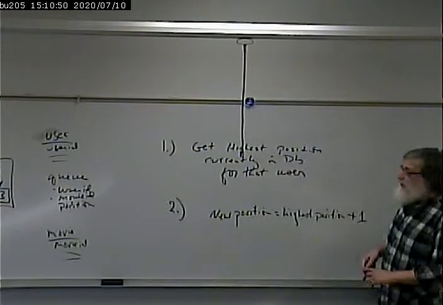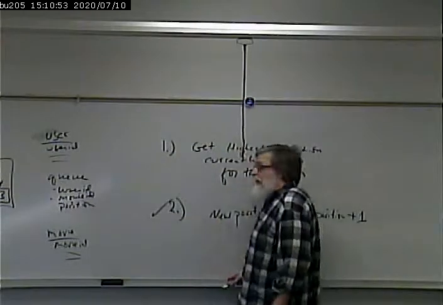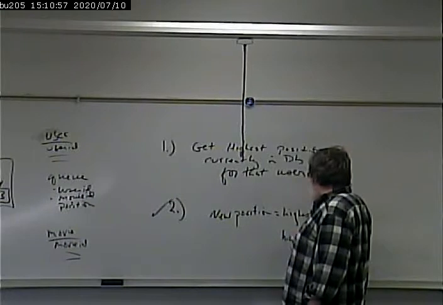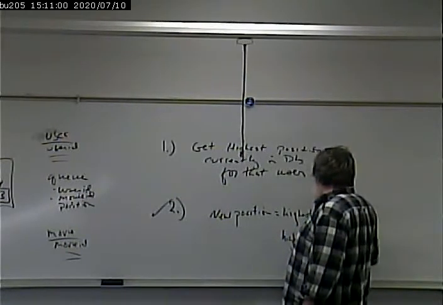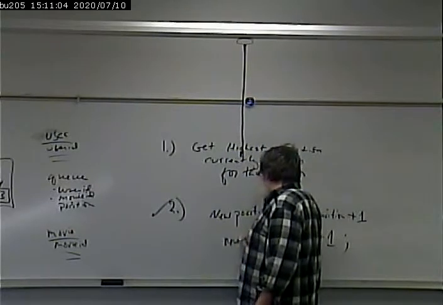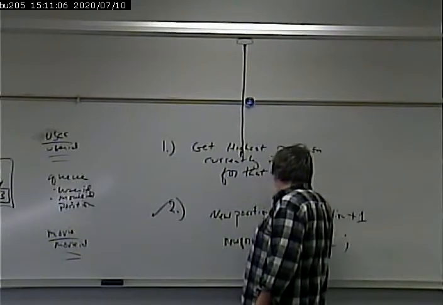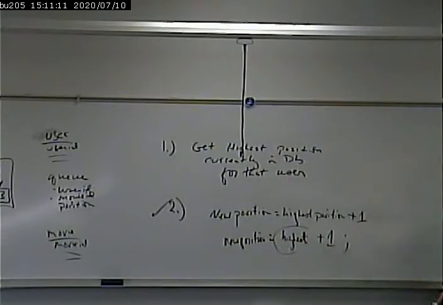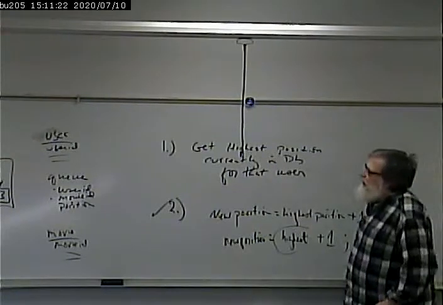Well, I think we know how to do this one, right? That's simply an assignment statement. That would look like this: new position equals highest plus 1. How do I calculate the highest, though? How do I determine the highest? We'll have to query the database, right? All right.